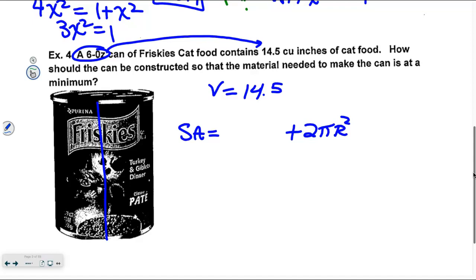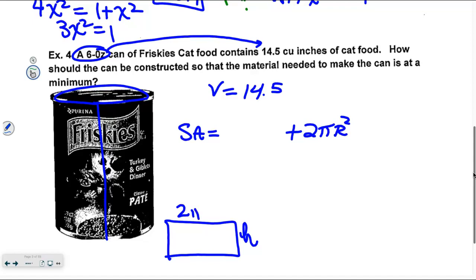So I just covered the circles. But that rectangle I need to account for as well. The height of the rectangle would be the height of the can. What would the length of the rectangle be? The circumference of the circle. How do you get circumference of a circle?